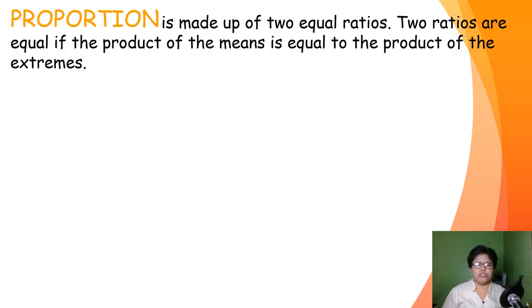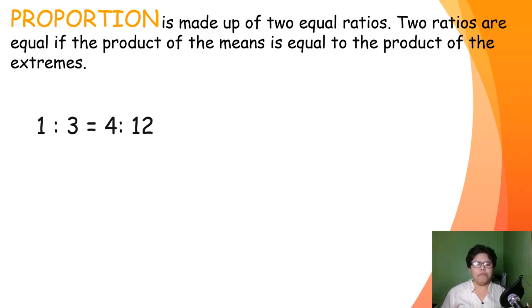A proportion is made up of two equal ratios. Two ratios are equal if the product of the means is equal to the product of the extremes. Ano ba ibig sabihin nito? Let's check this example.